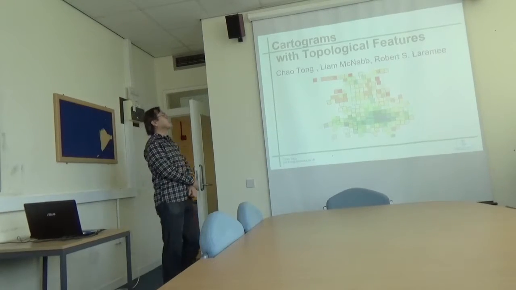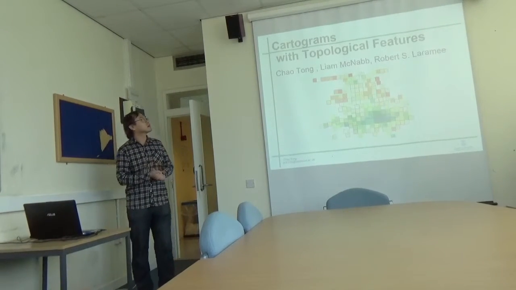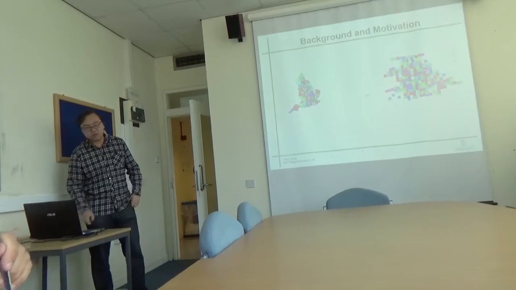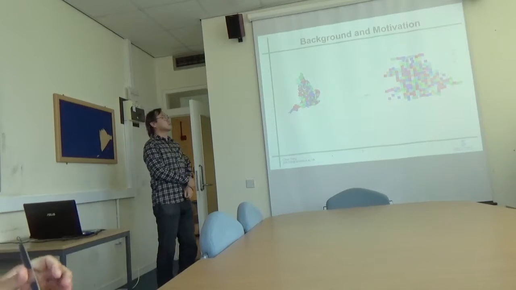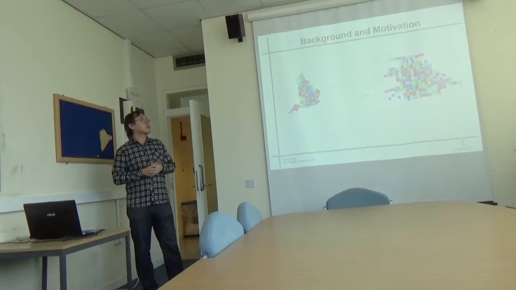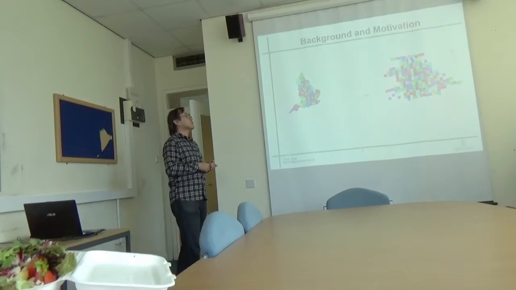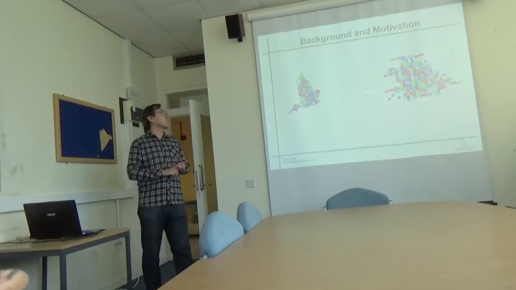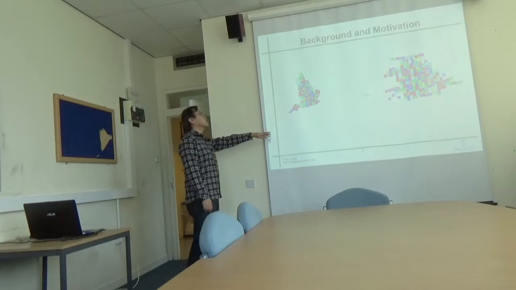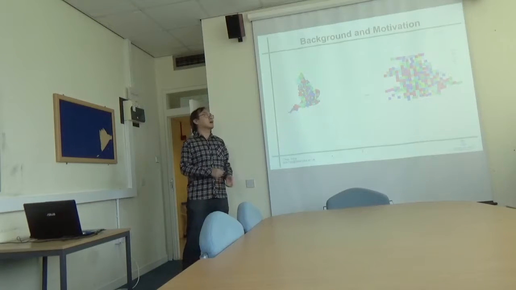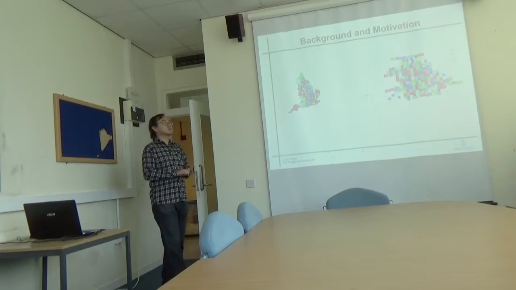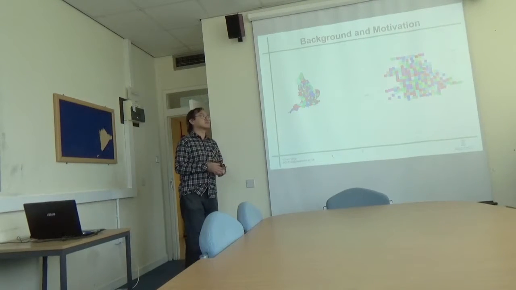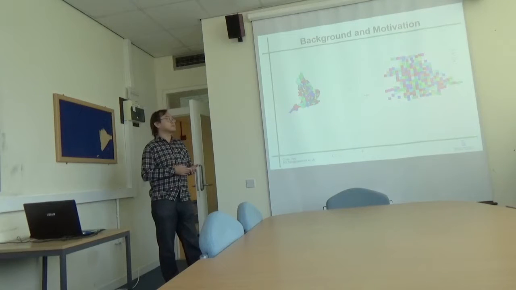Okay, hi everyone. My presentation is cartogram with topological features. First we'll talk about the background and the motivation. Our previous work tried to combine the geospatial information with high-dimensional multivariate healthcare data. So we transferred the original UK map to a cartogram and implemented the healthcare data on each single node to create what we call a cartographic tree map.